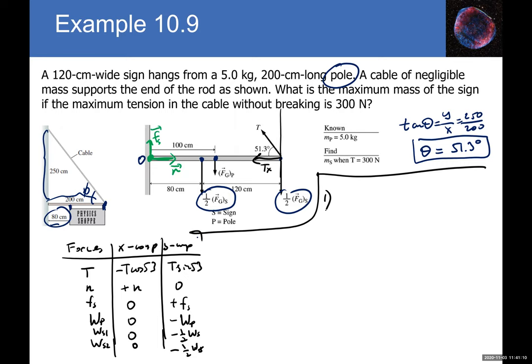So even away, normal force minus T cosine 53 equals what? Remember, we assume that this hangs, so it's static equilibrium. So this is zero. Equation two. So what do we get?